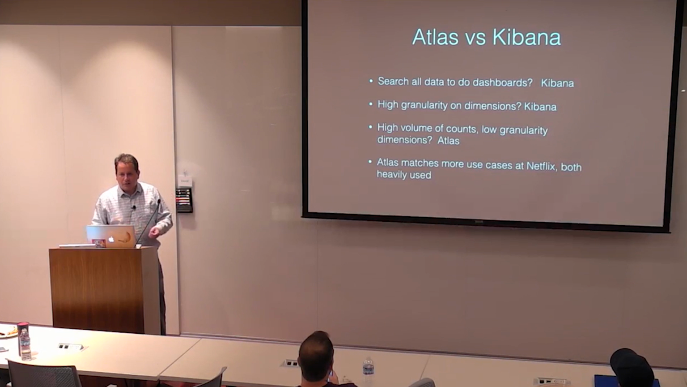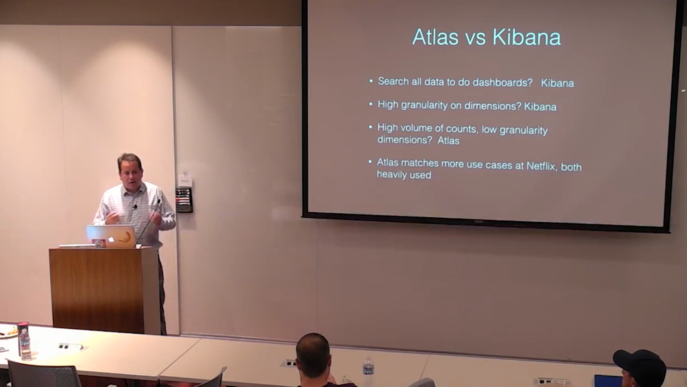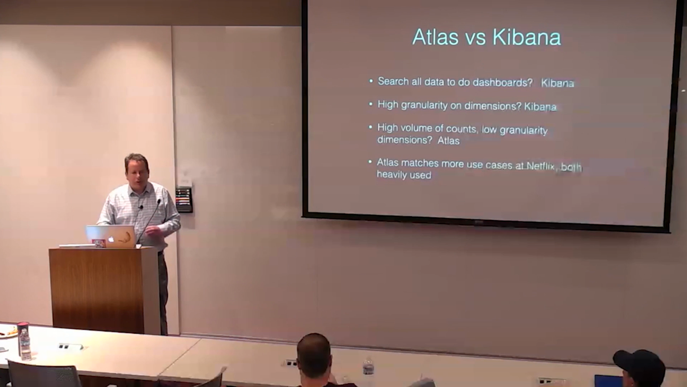I mentioned that we also use Elasticsearch. Kibana is a dashboard that runs on Elasticsearch, just a high level difference between them. Elasticsearch stores every record, and that does allow you to do things like aggregation by searching over all the records. It tends to work very well when the dimensionality of your data is extremely large. If every value of a tag is different from every other value, then Kibana works pretty well.